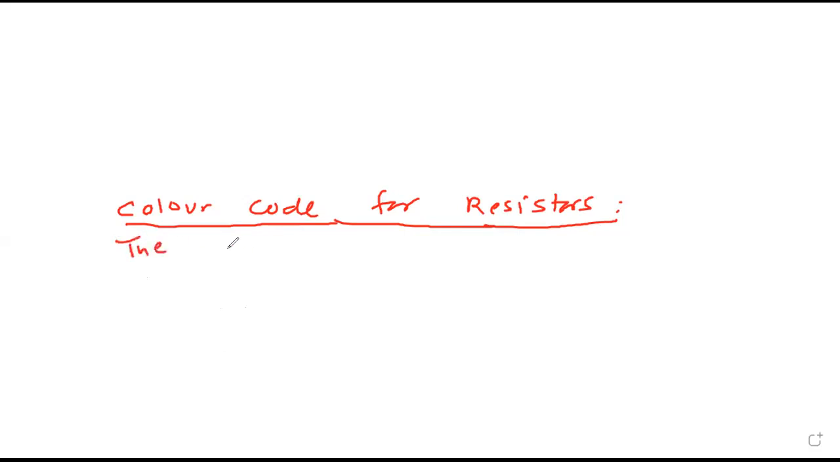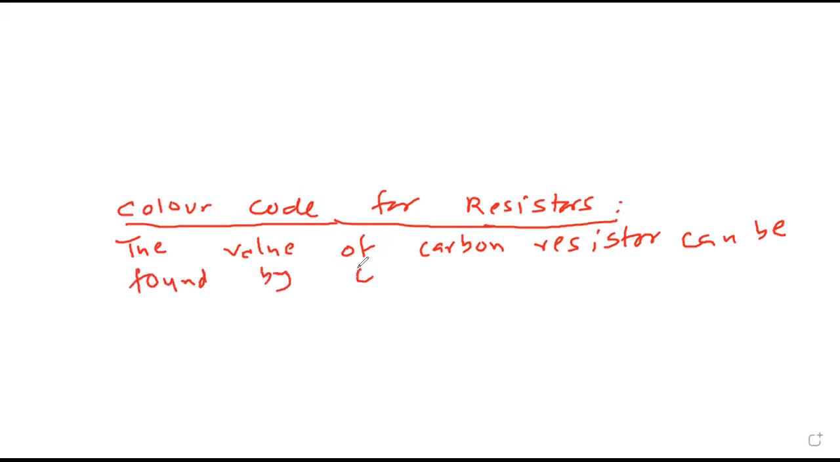Color code for resistor. The value of Wheatstone's bridge, potentiometer, this is all over. So the value of a carbon resistor can be found by the color code method.